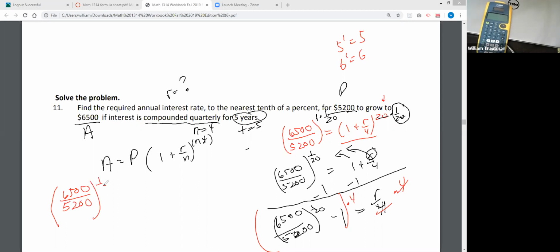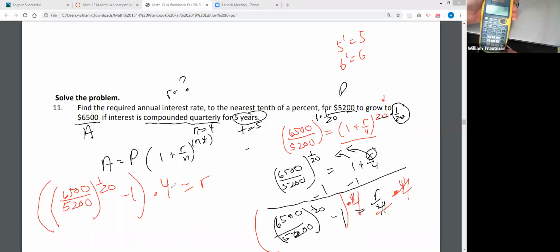Raised to the 1 over 20 minus 1. But the whole thing has to be multiplied by 4. You see, the whole thing is multiplied. It's not a 4 power, it's just a 4. We just multiplied by a 4. So we're going to put this into our calculator and see what we get. It's a lot because of all these double parentheses. You really need to put that minus 1 in parentheses like that because you're multiplying the whole thing by 4.